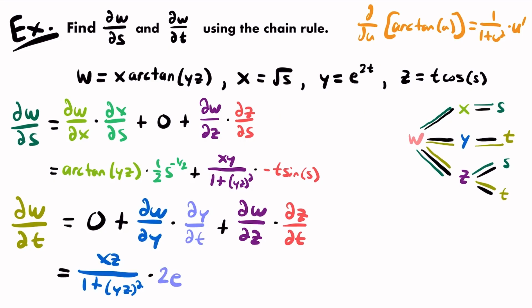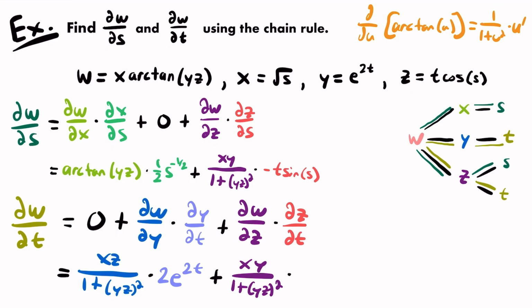So we get 2e to the power of 2t, plus the partial derivative of w with respect to z, which we've already done before. So let's just rewrite that. We have xy divided by 1 plus yz squared. We don't need to do that again. We already did it before. But then we do want to multiply it by the partial of z with respect to t.